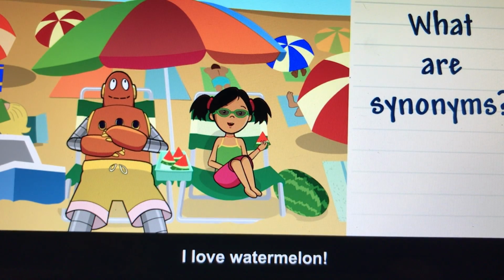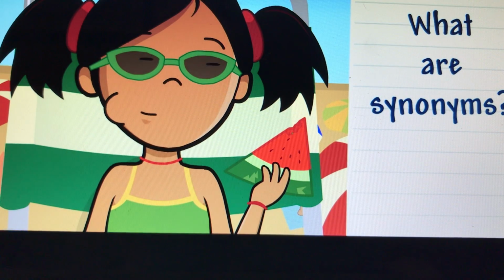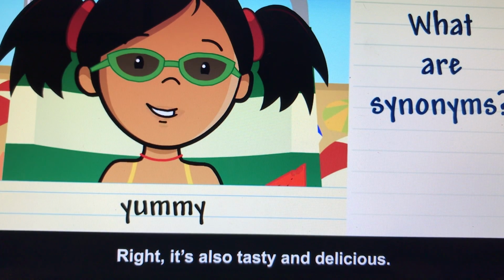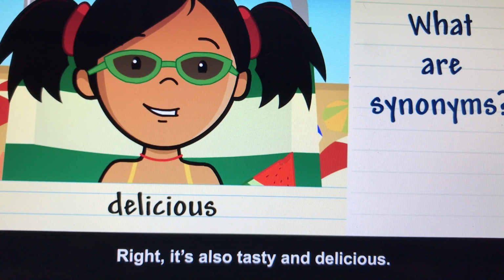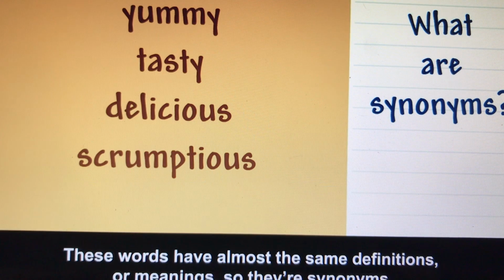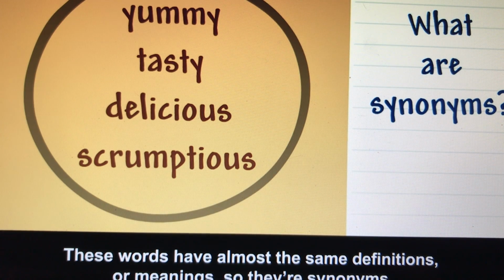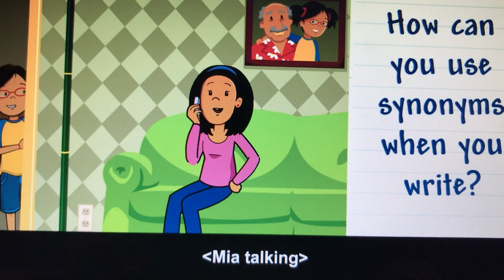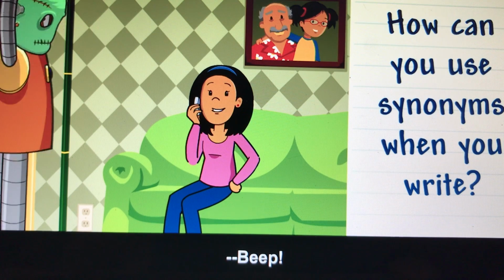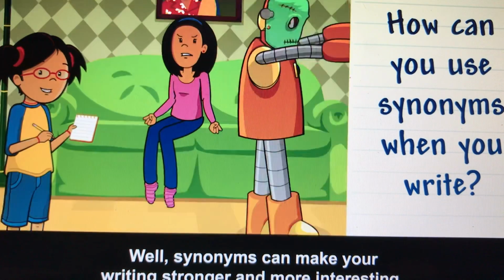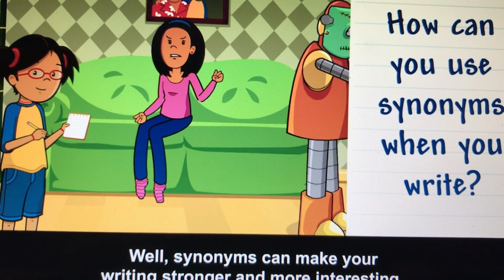I love watermelon. It's so yummy. Right, it's also tasty and delicious. Yep, this watermelon is scrumptious. These words have almost the same definitions or meanings, so they're synonyms. How can you use synonyms when you write? Well, synonyms can make your writing stronger and more interesting.